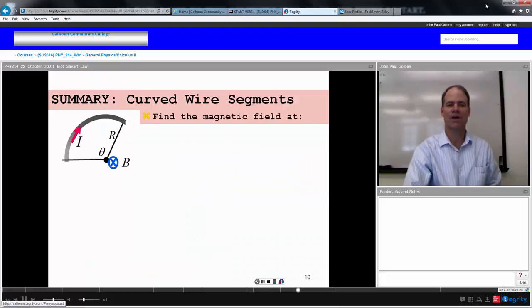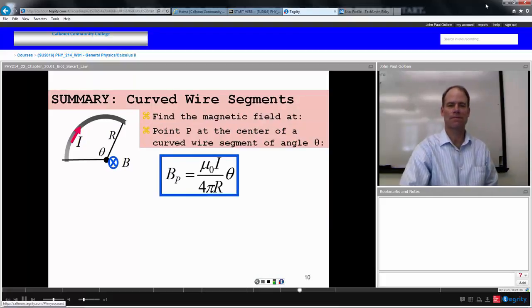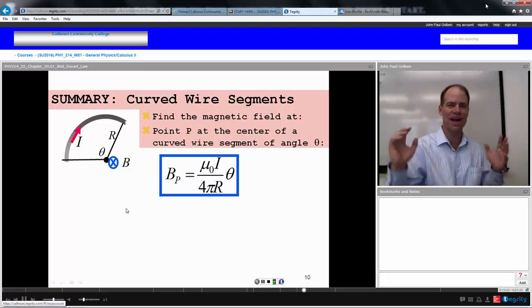And finally, if we have a curved segment, the magnetic field at the center of curvature is equal to mu naught I over 4 pi r times theta in radians, where r is the radius of that curvature. You cannot use degrees here. You have to use radians if you use this formula.